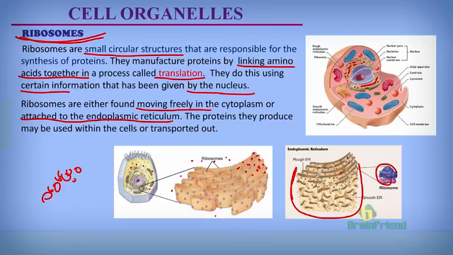So a ribosome has two chains. It has a small chain or small group and a large group. This is the large group and the small group. These two groups come together to form the structure of a ribosome. They work together. The small chain interprets the message that is given from the nucleus, while the large chain goes ahead to use that information to manufacture proteins.